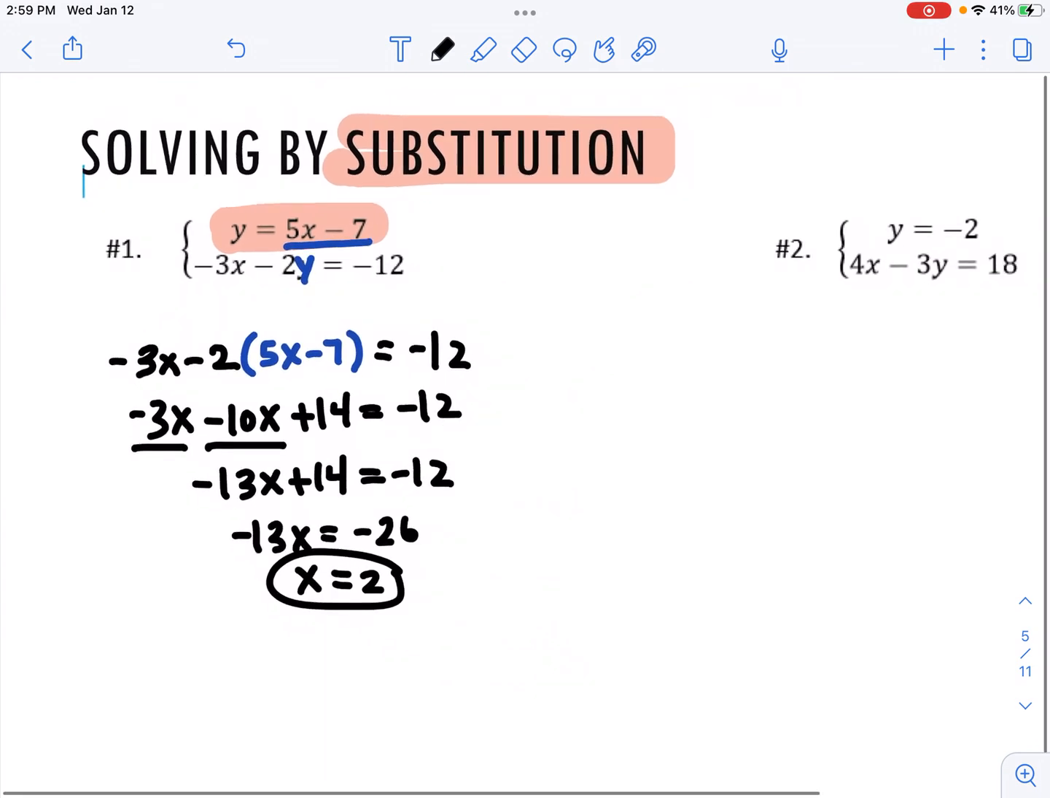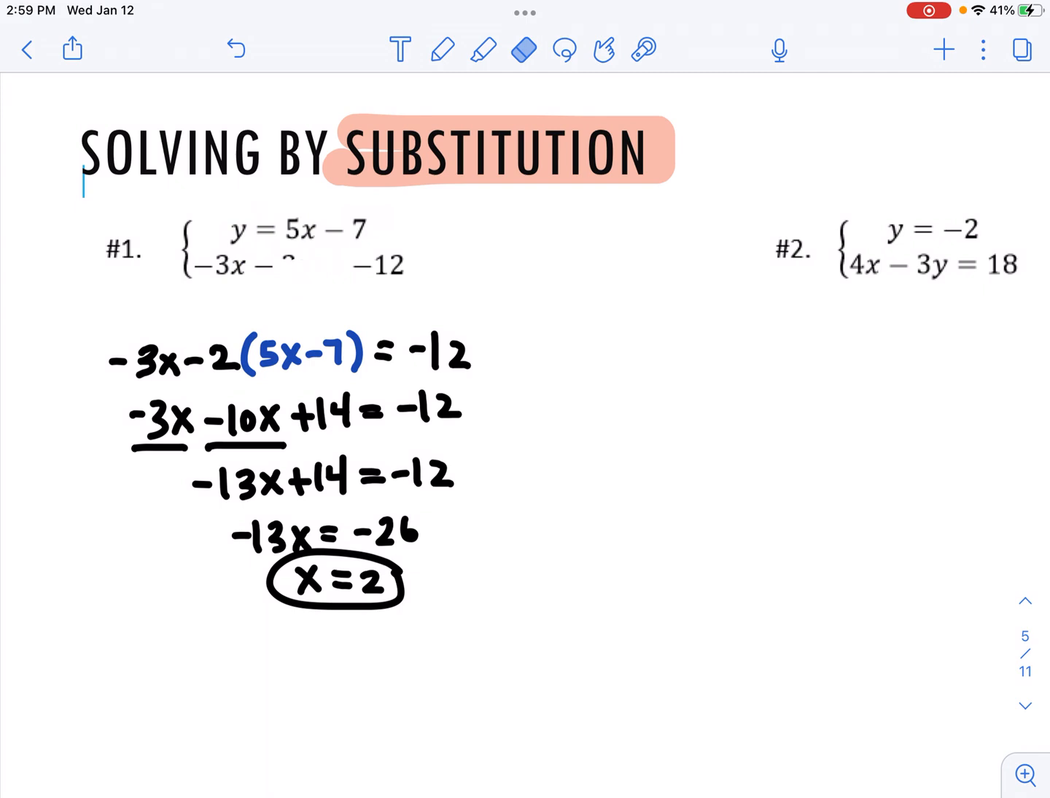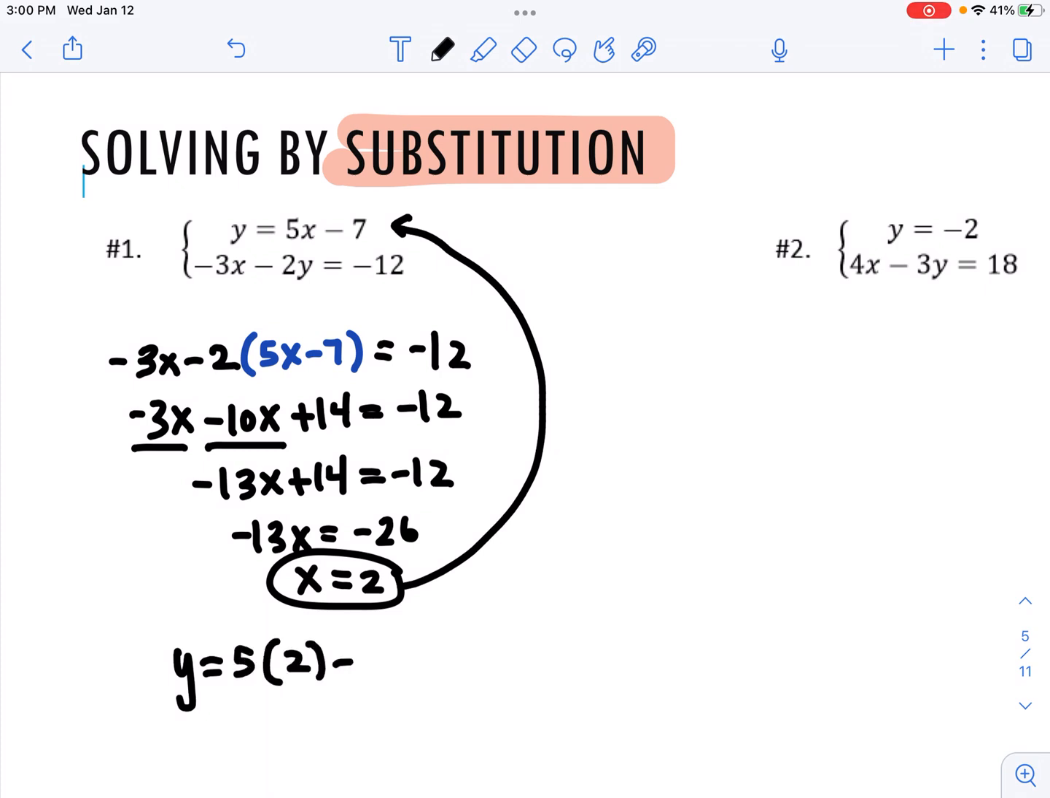Now I'm not quite done yet. Although we have our x coordinate, we still need our y coordinate. So now I'm going to look back into my original equation, and I'm going to see which one makes more sense. Should I plug x into my first equation, or should I plug it into my second equation? For me personally, it really doesn't matter, but if we're looking at efficiency, I'm going to plug it into my first equation. If I replace x with 2, we're going to see that y is equal to 10 minus 7, which is 3.